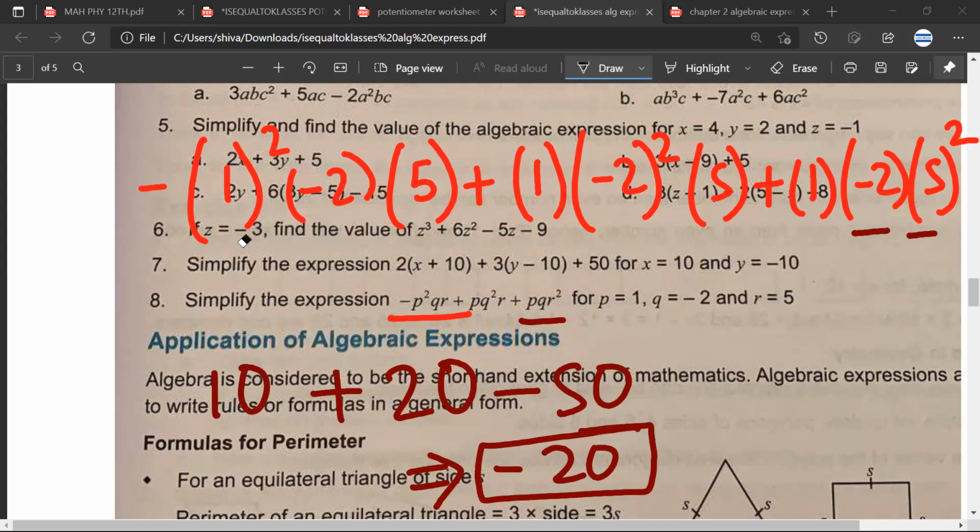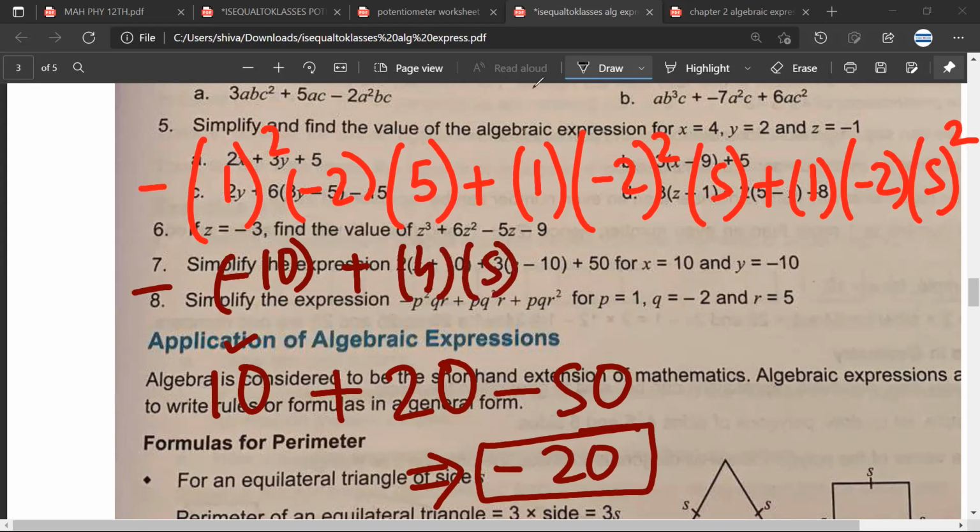Now after this, so this is 1, this is minus 2. This is minus 2 into minus 5 is minus 10. And there is a minus outside, so that is why I have written 10 here. Plus, this is 1. Minus 2 square is 4. And 4 into 5 is 20. Then there is 1 into minus 2 is minus 2. Multiplied by 25. So this is minus 2 into minus 25 is minus 50.